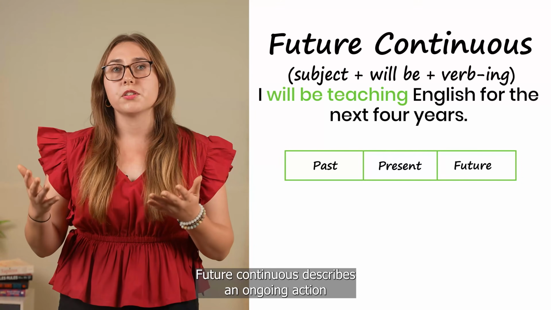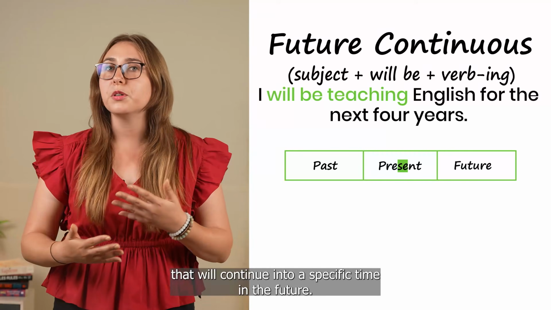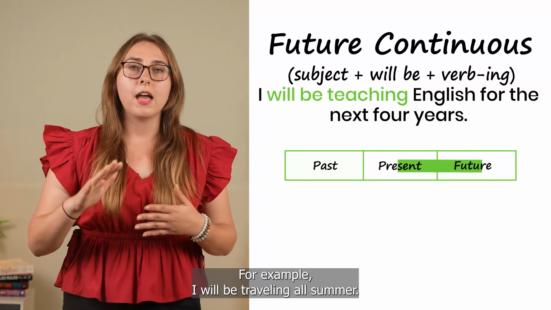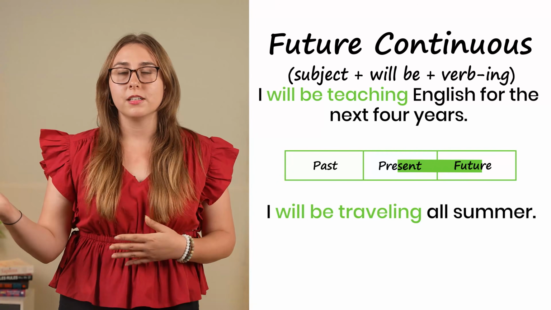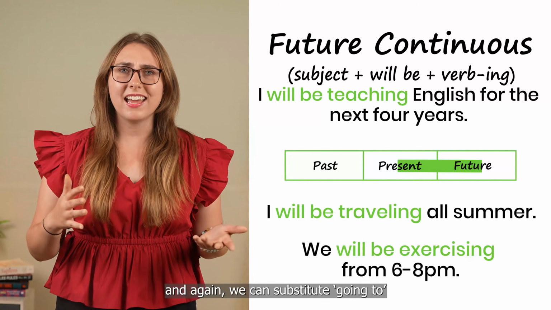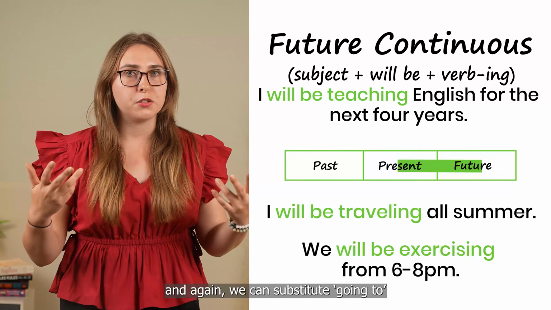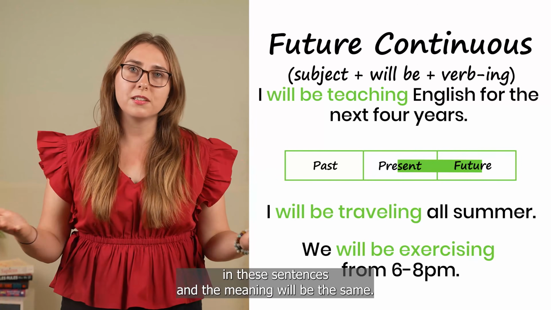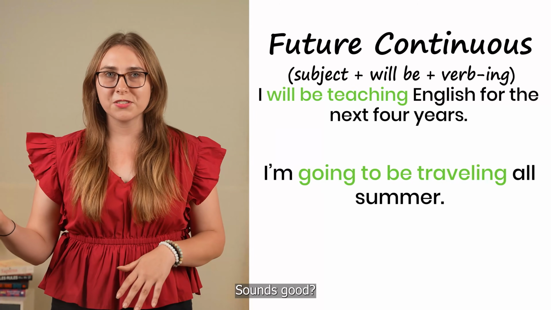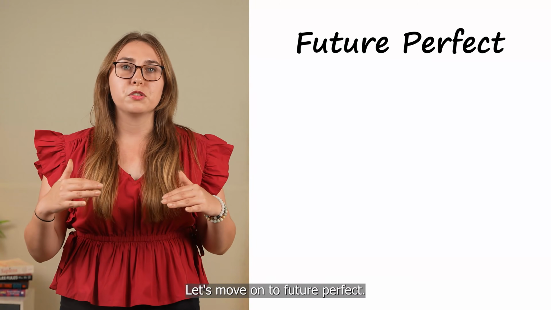Future continuous describes an ongoing action that will continue into a specific time in the future. For example, I will be traveling all summer. We will be exercising from 6 to 8 p.m. And again, we can substitute going to in these sentences and the meaning will be the same. I'm going to be traveling all summer. Sounds good? Let's move on to future perfect.